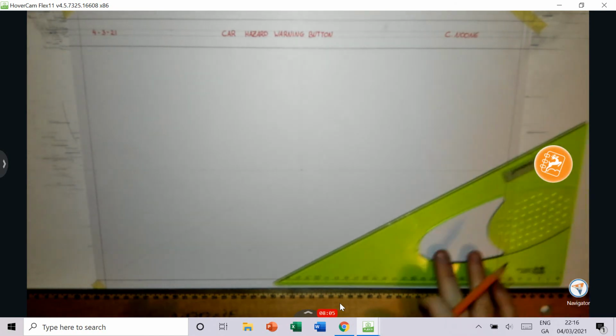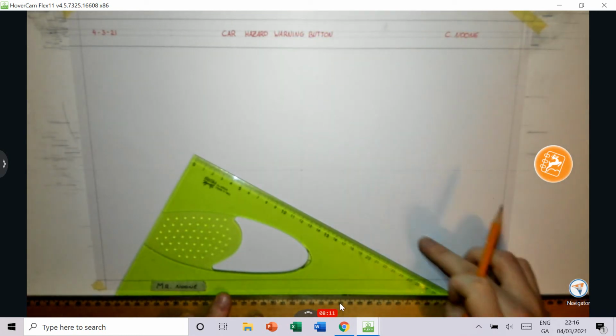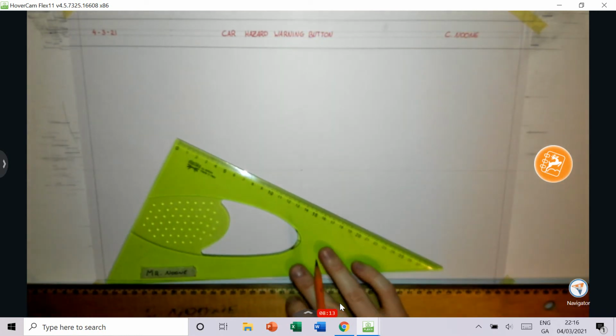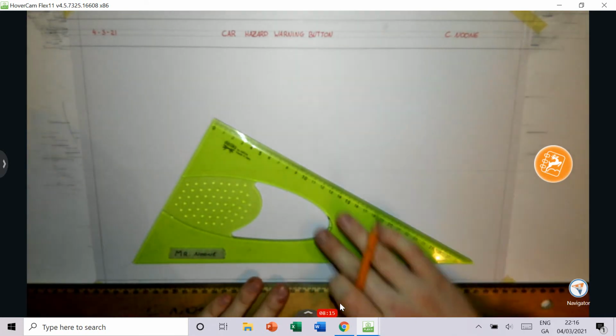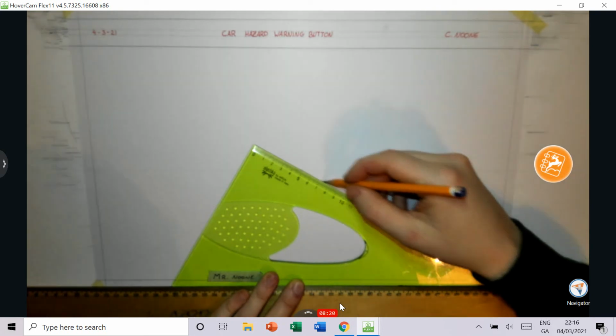Okay, so that's a 30 degree line going up here. And I'm going to do the same in the opposite direction. So this one here is 30 degrees, and if I just flip it upside down like this, now I have 30 degrees in the opposite direction. And I'm drawing a 30 degree line in the opposite direction.